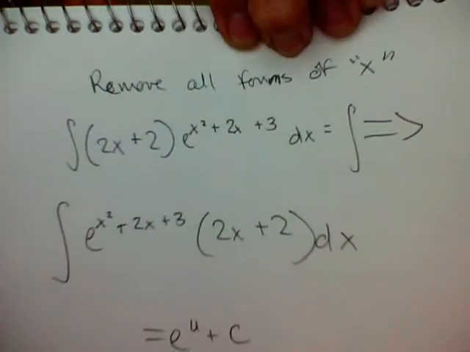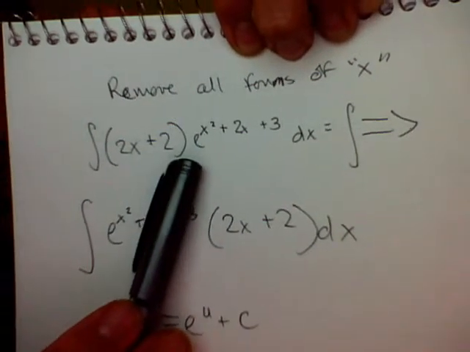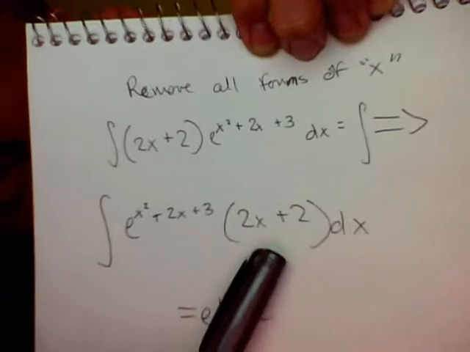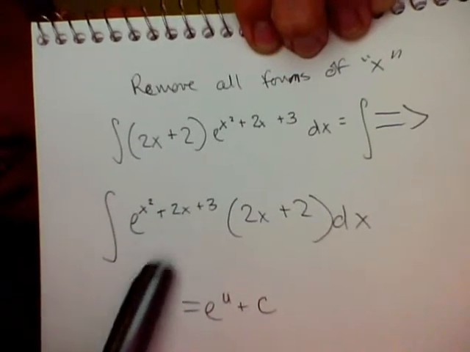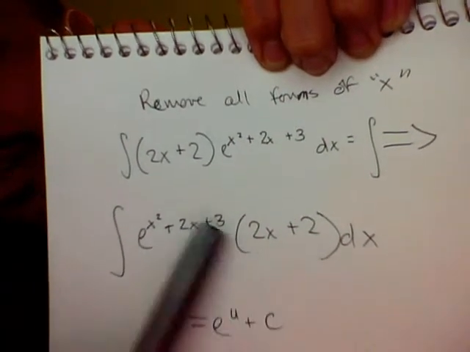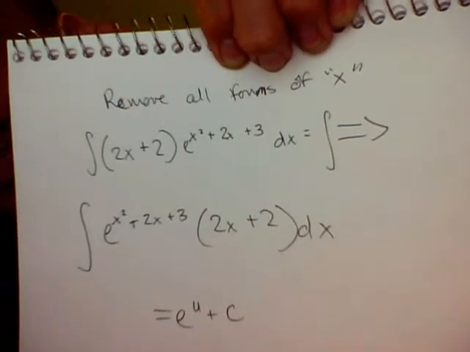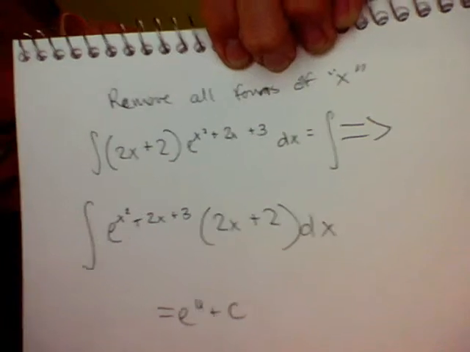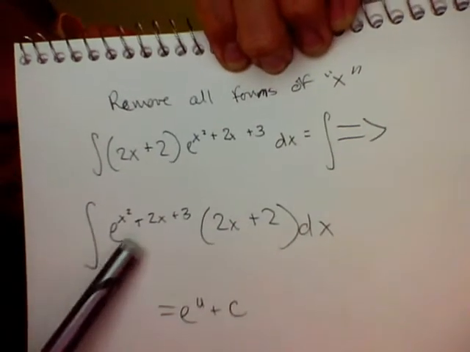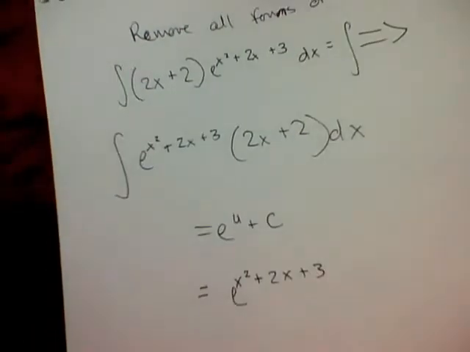Once we have that all prepared, we want to remove all forms of x. As you can see there, the 2x plus 2, e to the x squared plus and so on, becomes this, and our result is e to the u plus c. It's plus the constant because the power wasn't negative 1. So you see e to the u plus c. Now you basically take whatever u was, which was the x squared plus 2x plus 3.